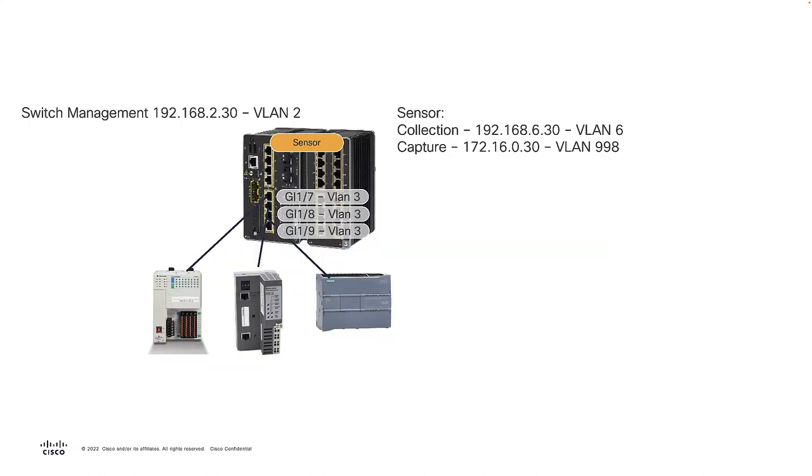For the rest of the example, we'll be leveraging an architecture similar to this. We're going to have an IE3400 with a management IP address of 192.168.2.30, which is assigned to VLAN 2 on the switch. And then we're going to be deploying a sensor with a collection interface in VLAN 6 of 192.168.6.30, and we're going to be using the capture interface of 172.16.0.30 for VLAN 998. Connected to the switch, we do have some industrial devices. On Gig 1/7, 1/8, and 1/9, we have a Rockwell controller as well as some Rockwell I/O and a Siemens PLC. And all of those devices are on VLAN 3.